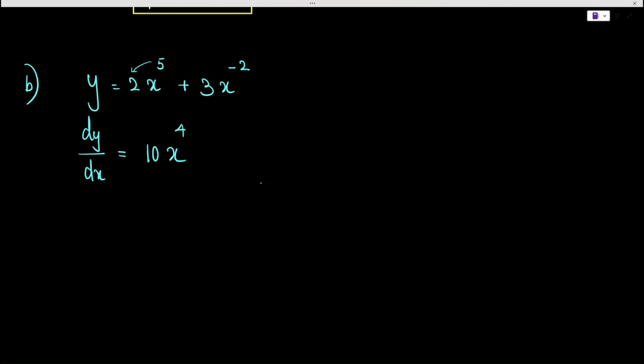So we get 10x to the power of 4 plus, so our power for x in our second term is minus 2, and we multiply it by 3. So you get minus 6x, and then minus 2 minus 1 is equal to minus 3. So we're left with the differentiated form of 2x to the power of 5 plus 3x to the power of minus 2 as 10x to the power of 4 minus 6x to the power of minus 3.